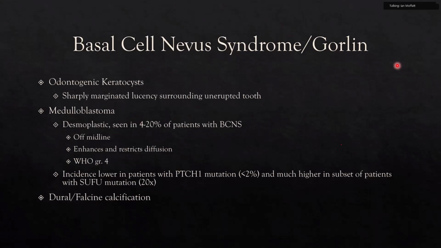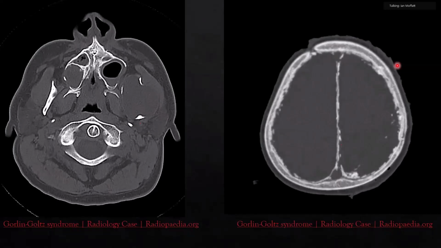So our odontogenic keratocysts are sharply marginated lucencies surrounding unerupted teeth. They have a very characteristic appearance. Medulloblastomas in basal cell nevus syndrome typically are not the pediatric kind. They're desmoplastic, which are off midline. They do demonstrate similar characteristics to the midline pediatric medulloblastomas, where they enhance avidly and avidly restrict diffusion, and they are still WHO grade 4 lesions. There are 2 mutations. There's PTCH1 and SUFU mutation, of which the SUFU mutation is highly associated with medulloblastomas. And then we'll often see dural and falcine calcification.